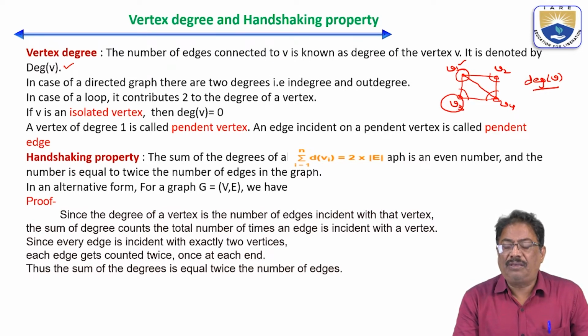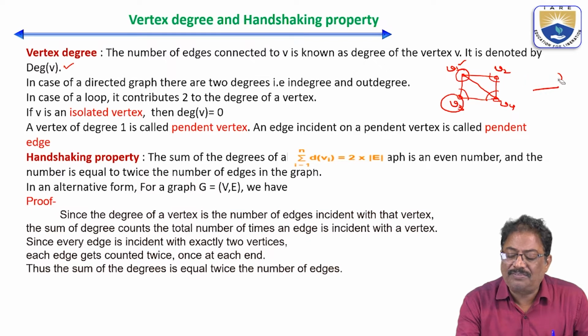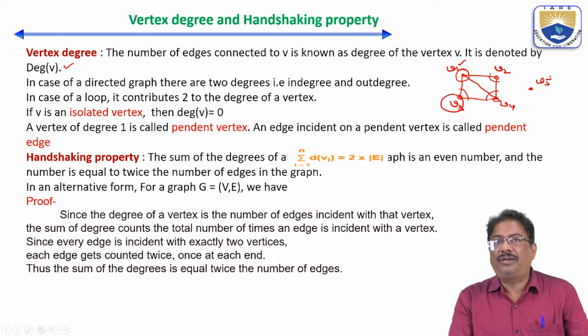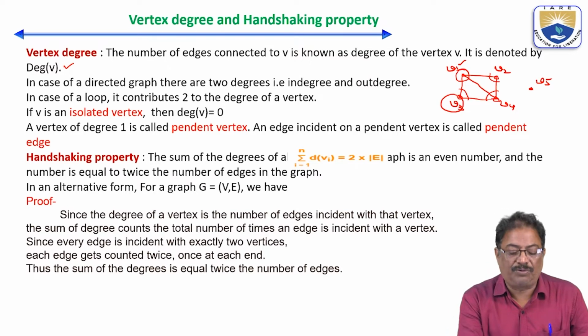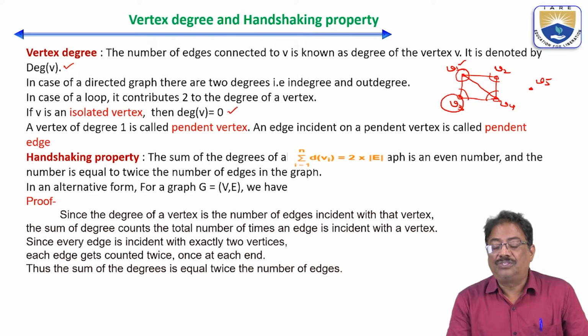And suppose I consider another vertex, V5. It is an isolated vertex because it is not connected to any other vertex. So the degree of this vertex is 0.